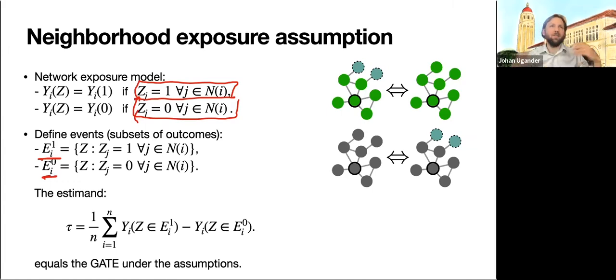You can think of them as subsets of all the Z vectors for which we're considered to be network treated, and subsets of all the Z vectors for which we're considered to be network control. And then the estimand that we're looking at under this assumption is this tau quantity that takes the difference between the Y's for which Z is in. You'd like to know the difference between what happens when Z is network treating I and when Z is network controlling I.